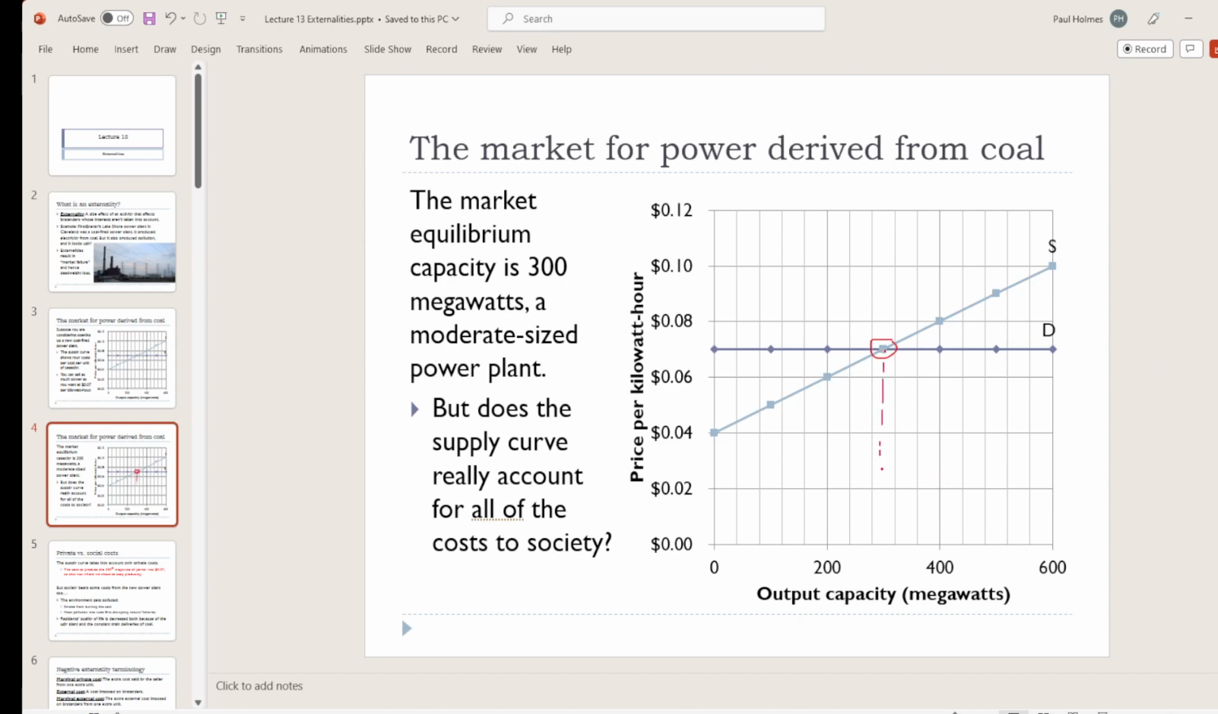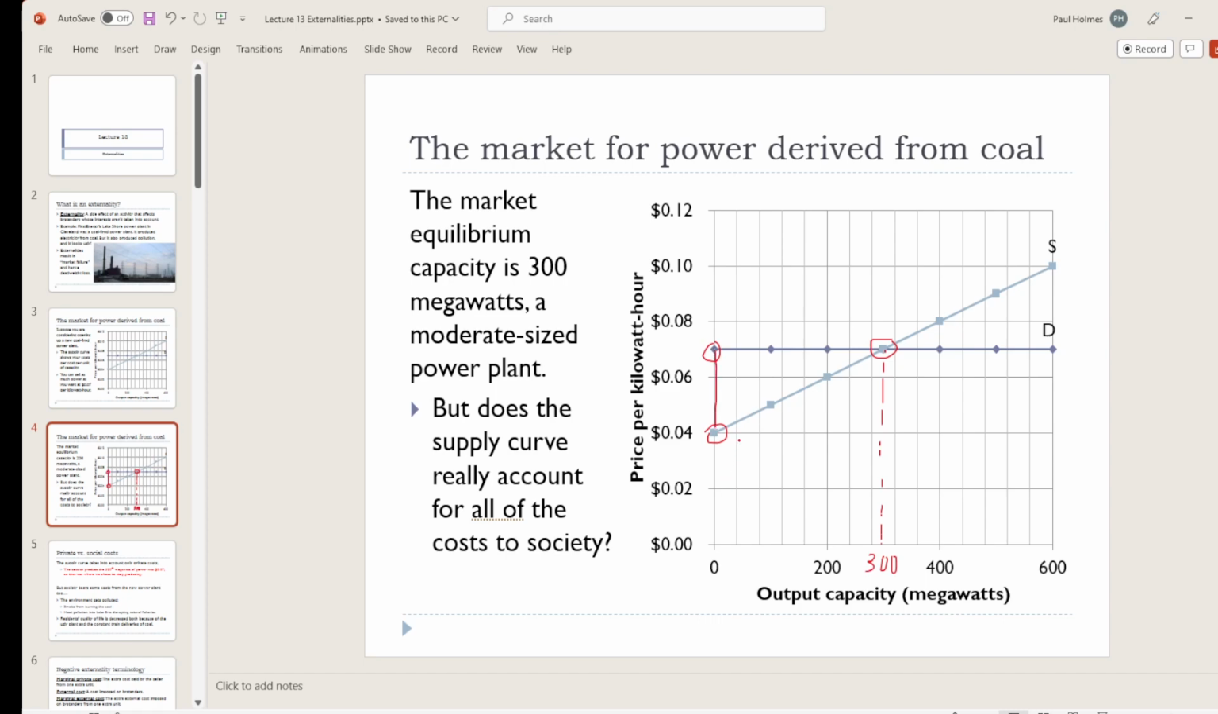We'll produce up to this point. We've got a 300 megawatt power plant. And why are we choosing that size? Because all of the units of power that we're producing here produce a profit for us. We produce a unit of power that costs us 4 cents. We sell it for 7 cents.